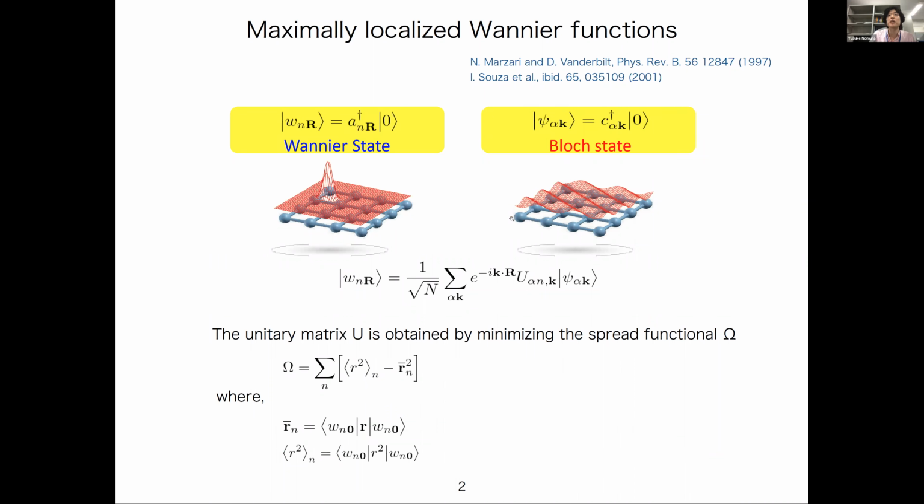By the way, do you see my pointer? All right, great.